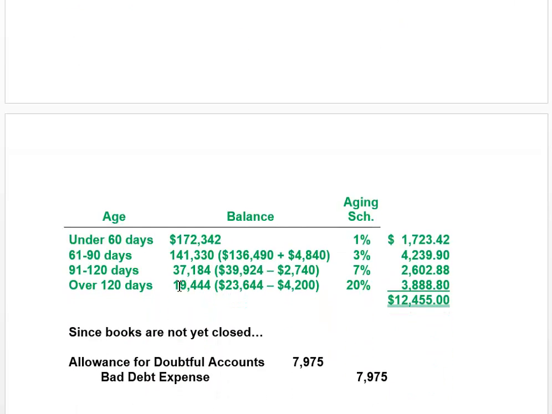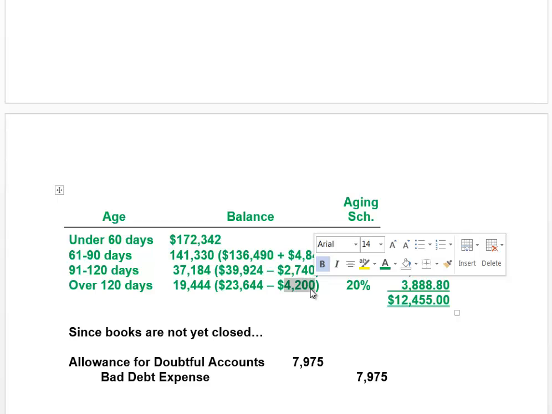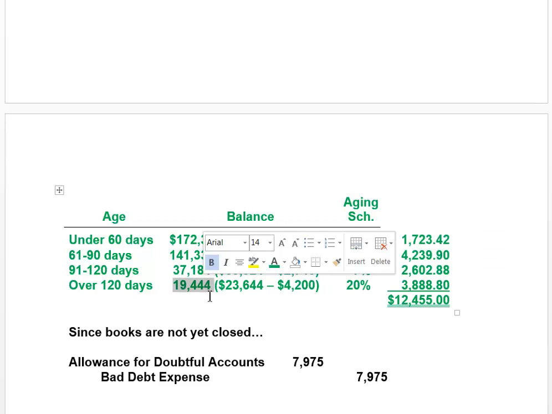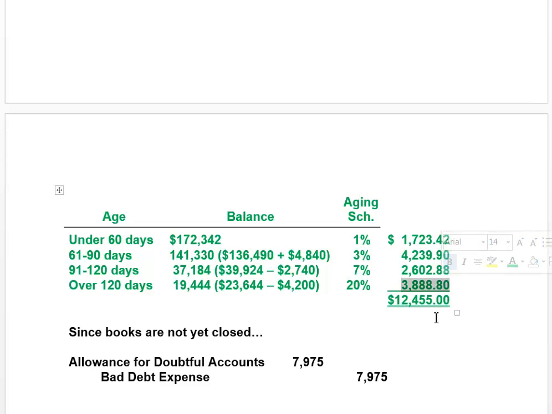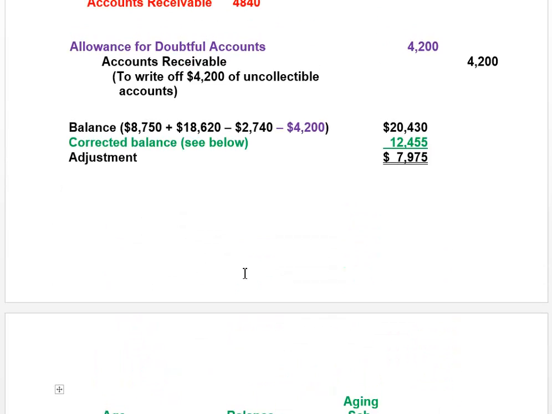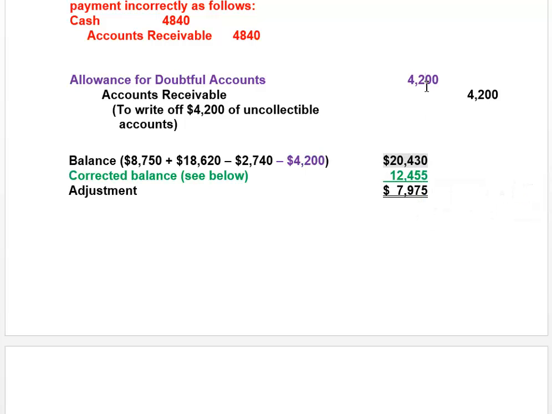They told us that that was for a receivable in the over 120 day category. So we're going to reduce the existing balance that they gave us by $4,200 to credit the receivable for the write-off, and multiply $19,444 by 20% in order to get $3,888.80. So that's the amount that we need in the allowance for doubtful accounts once we make all of our corrections that include adjustments to the AR balance. So we said that the company would have had, after the write-off of $4,200, $20,430, but they only need $12,455. So we need to make an adjustment to reduce the allowance by $79.75.